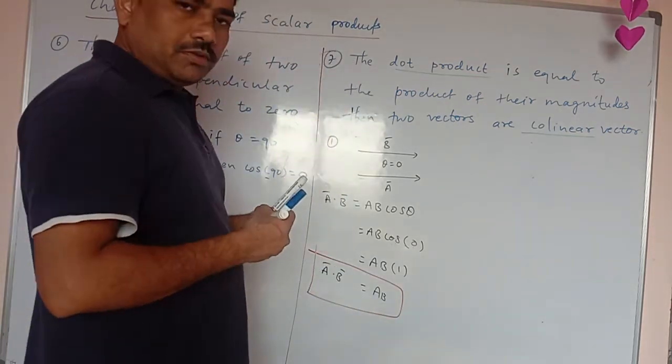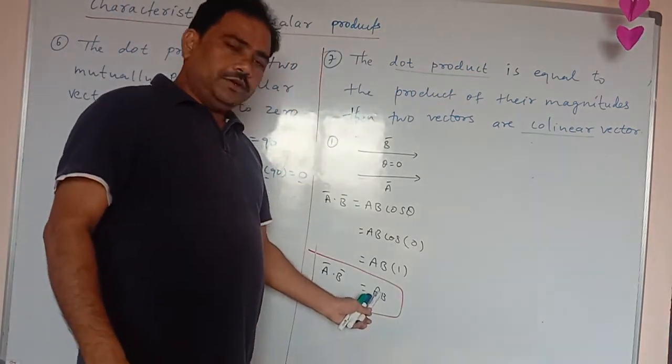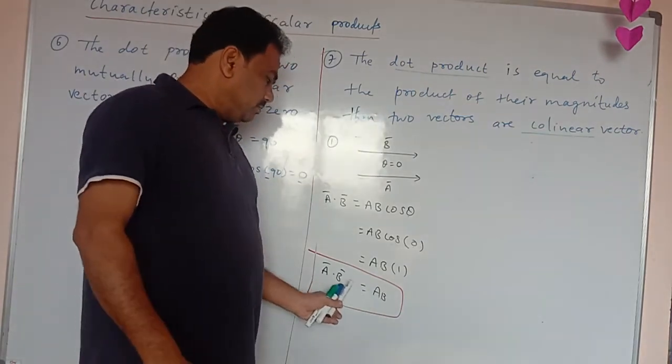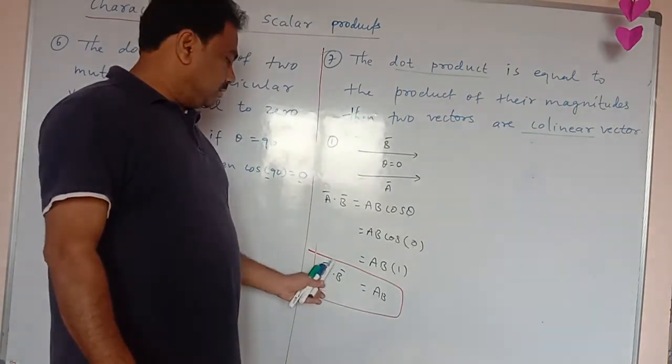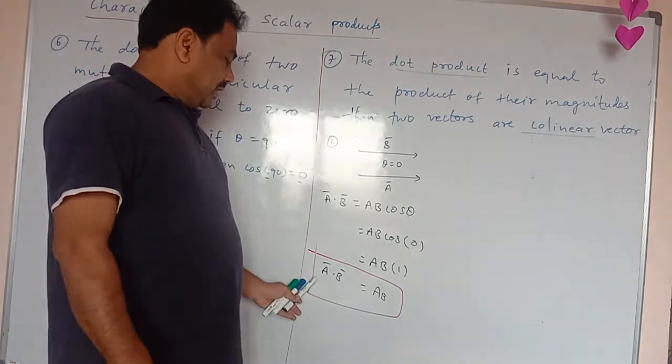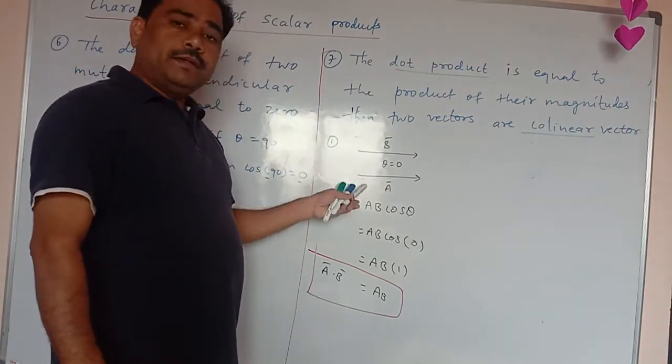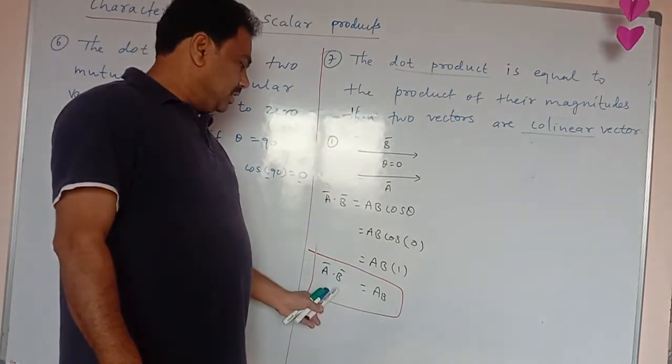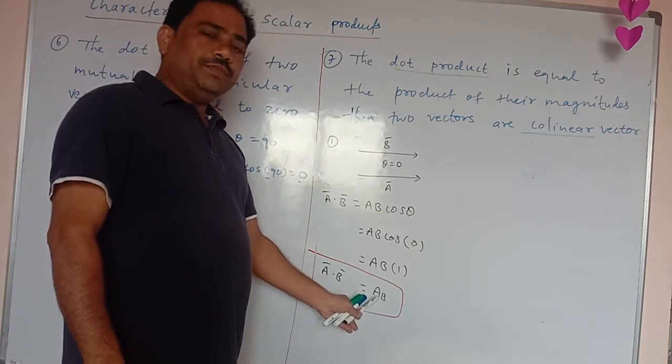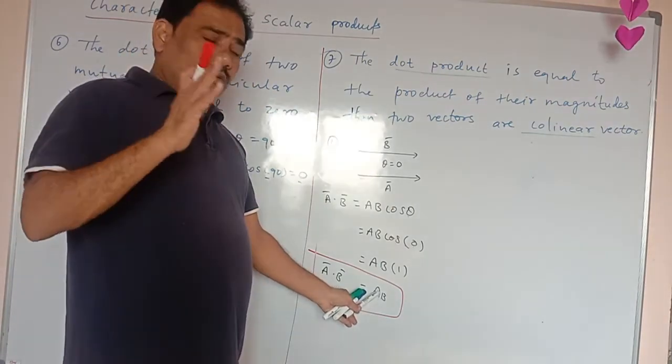AB. AB stands for what? A means the magnitude of vector A, and B means the magnitude of vector B. So the dot product of vector A and vector B, which are parallel to each other, will be the product of their magnitudes.